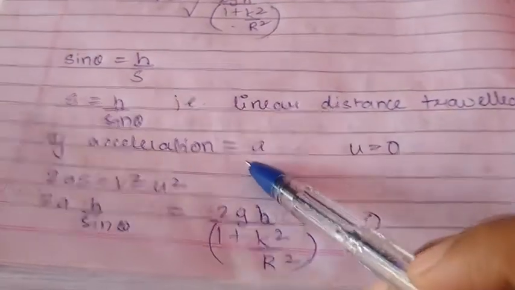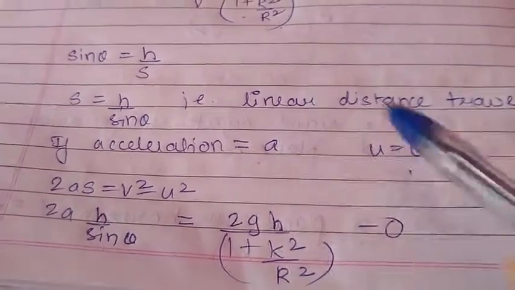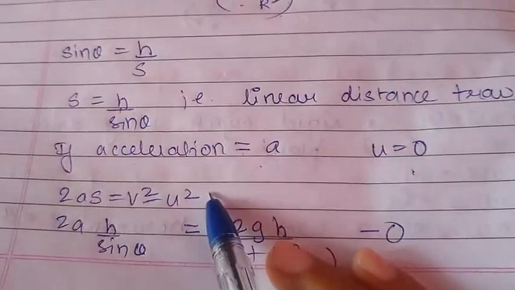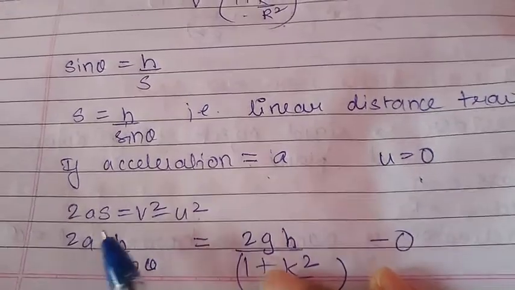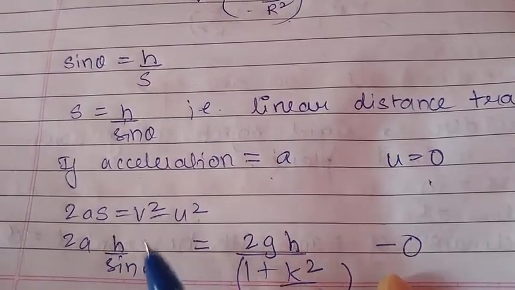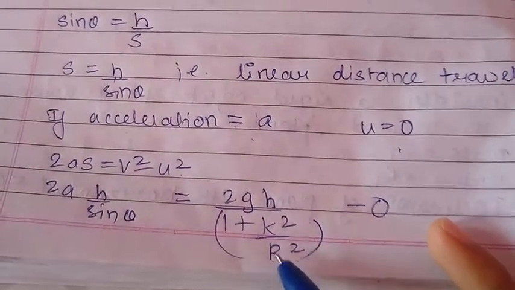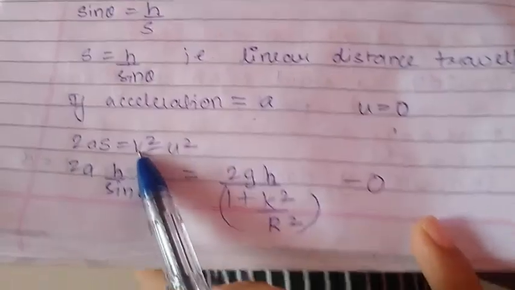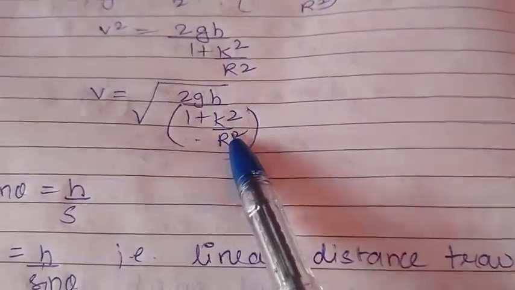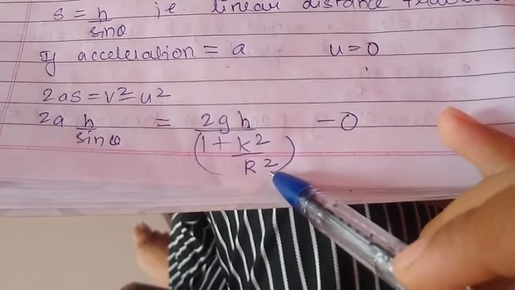Now suppose there is some acceleration a. Initially the object was at rest, so we will consider u equal to 0. From the kinematic equations, you know that 2as is equal to v square minus u square. Substituting the value of s, that is h by sine theta, and as u is equal to 0, this term goes out. Substituting the value of v which we have derived here and taking the square of that, the square root goes out, so you get this equation: 2gh upon 1 plus k square by r square.